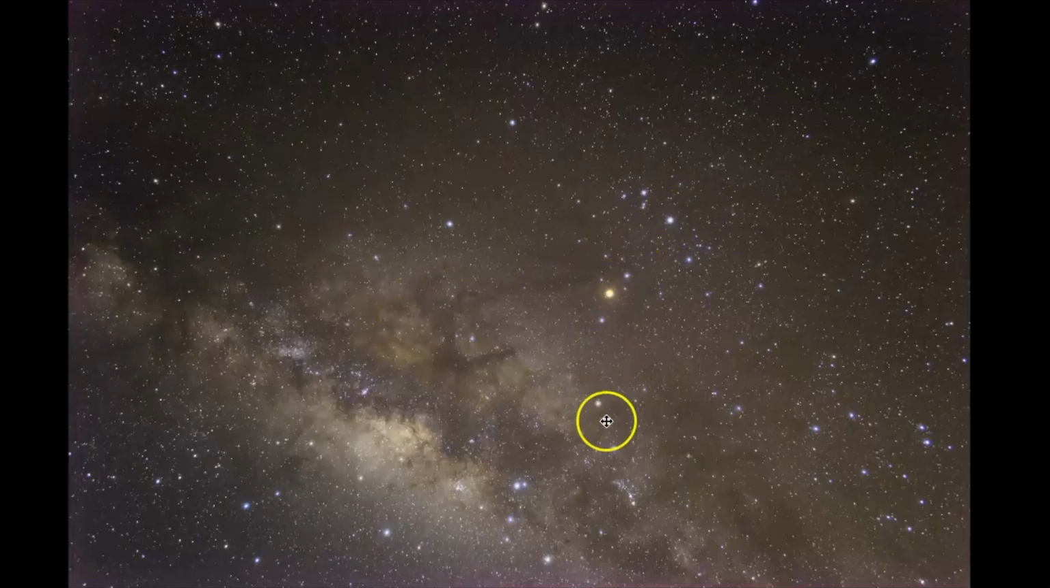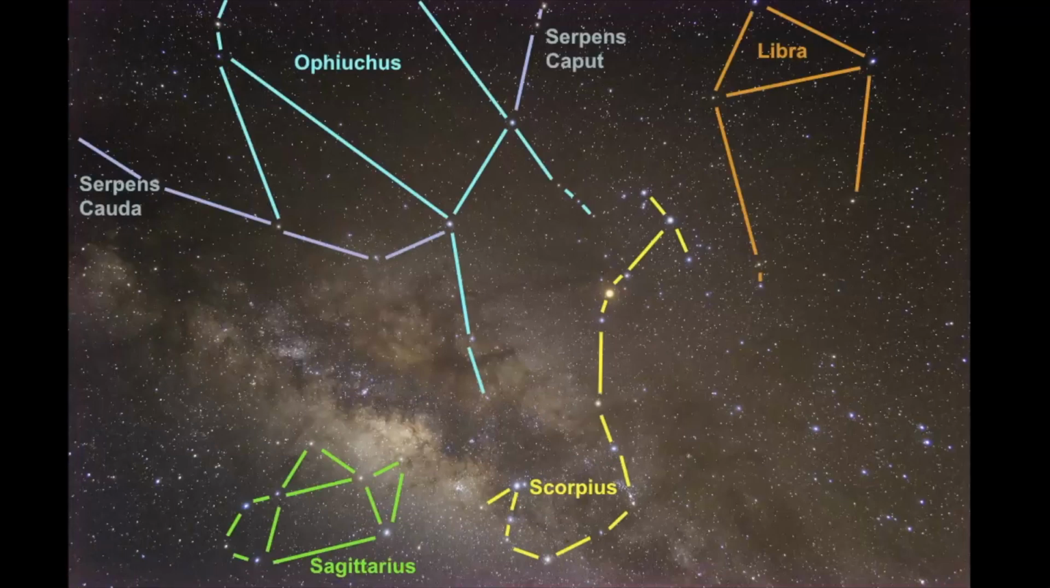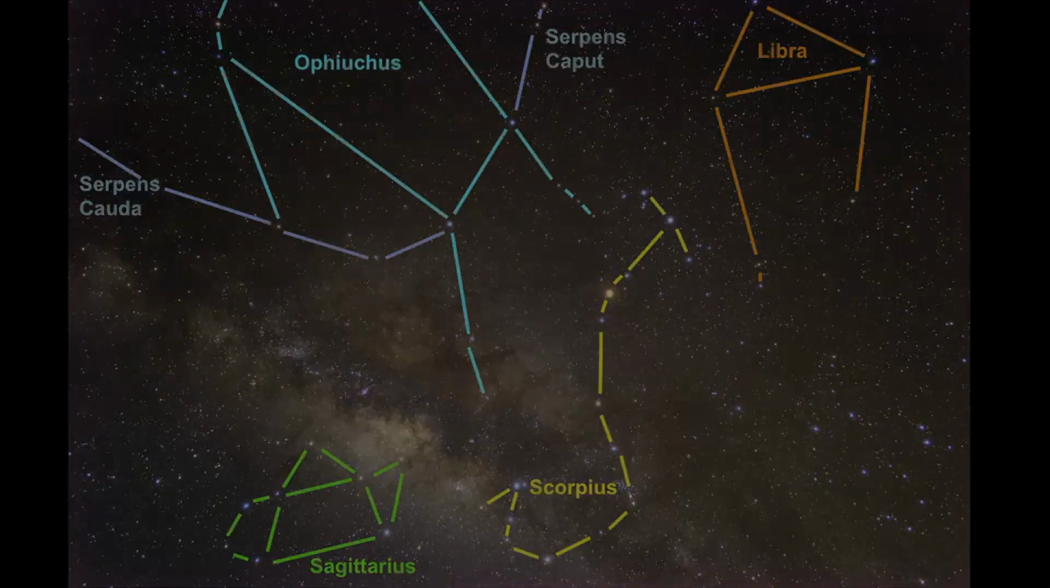But you can also use the hook pattern right here. That's a part of Scorpius. So that's the other way to find where this pattern is. And when you're looking outside, these stars really do stand out. To me, it's one of the easier patterns to find in the night sky.